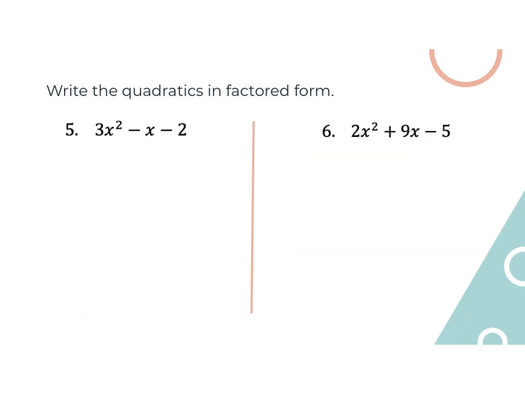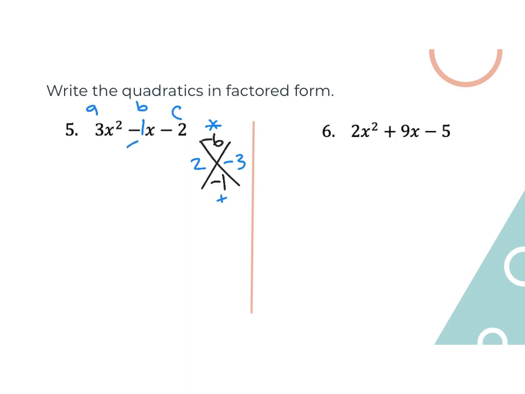Let's try the next one. So let's take a look at 3x squared minus 1x minus 2. So my a is 3, my b is negative 1, and my c is negative 2. So inside the factor x, 3 times negative 2 is negative 6, and my b term is negative 1. So the two numbers that give me a product of negative 6 but a sum of negative 1 are going to be 2 and negative 3. 2 times negative 3 is negative 6. 2 plus negative 3 is negative 1.